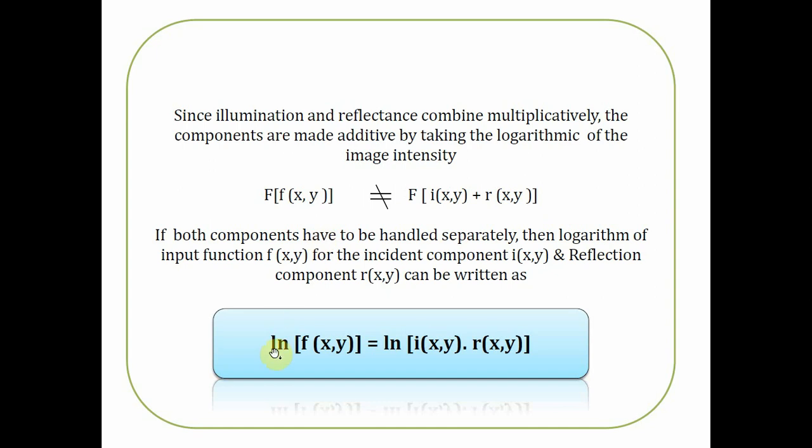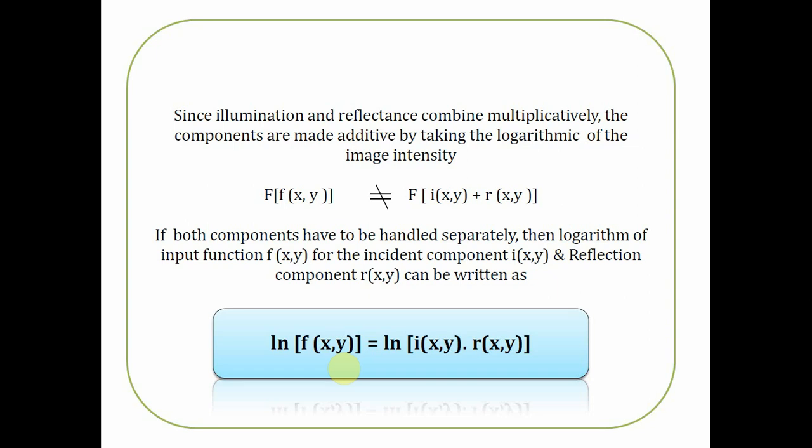so that I get the equation: the logarithmic function of f of xy is equivalent to the logarithm of I of xy into r of xy. Then we will go for the Fourier transform. For multiplicative properties, we need to take a logarithmic function. Keep in mind, we cannot directly take the Fourier transform on the image if it has an incident component and a reflected component. You will first go for a logarithmic step.